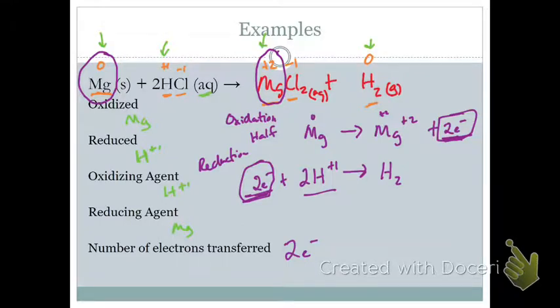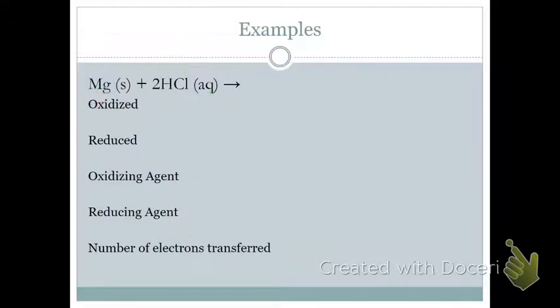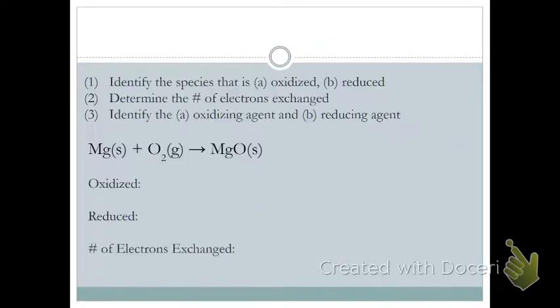Okay, let's do another example. Okay, let's do this one. So we go Mg + O2 to MgO. Okay, so first thing, you always identify the oxidation numbers. So this is 0. These are 0, right? Because they're just neutral atoms. Magnesium here is a +2 because oxygen's a -2.